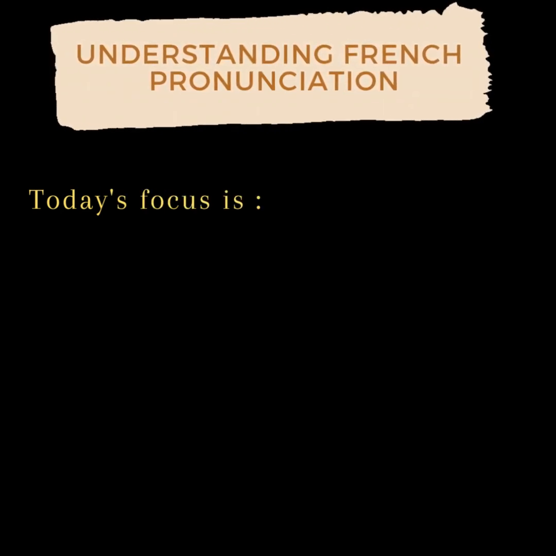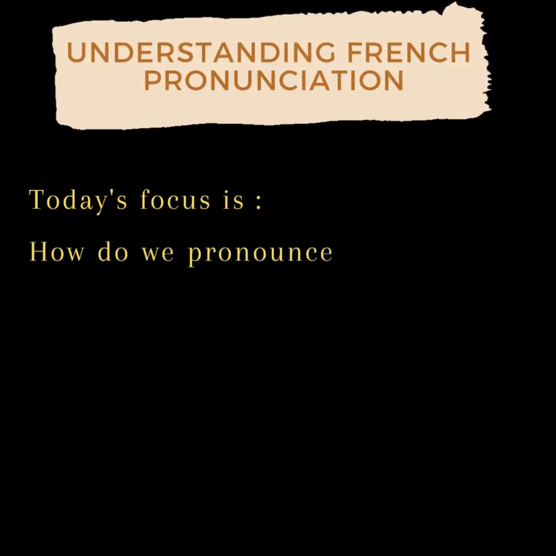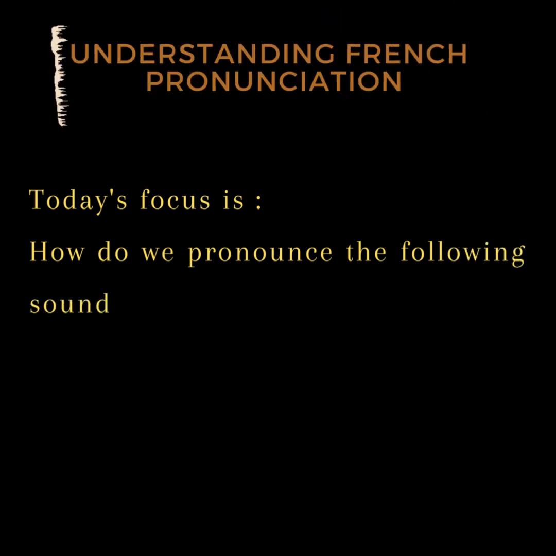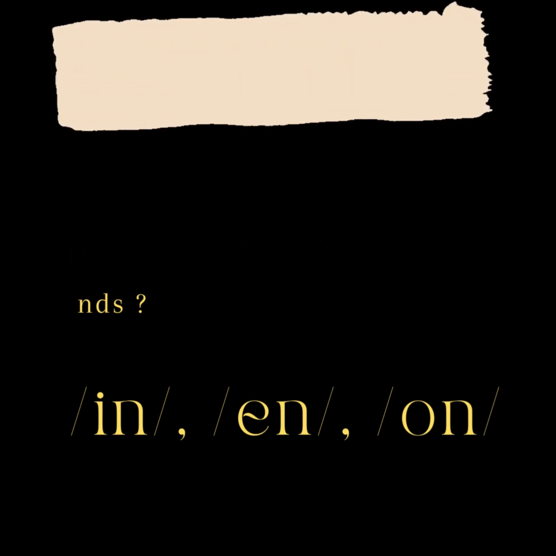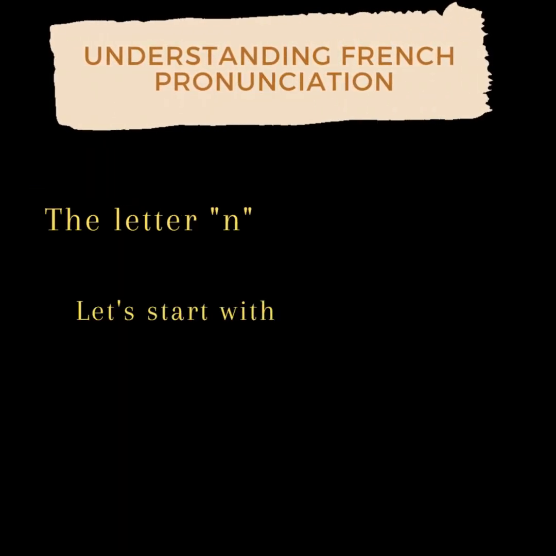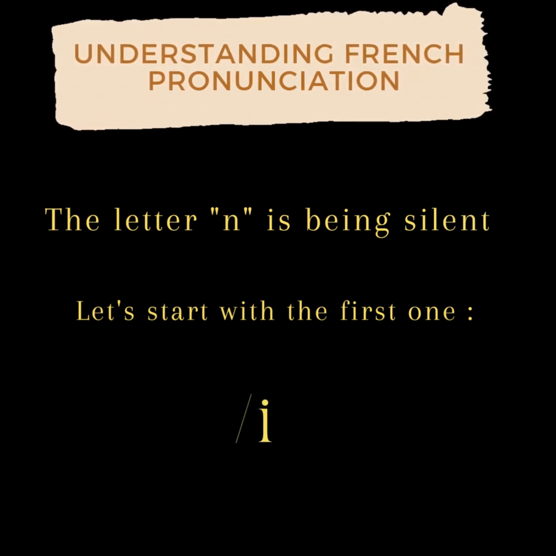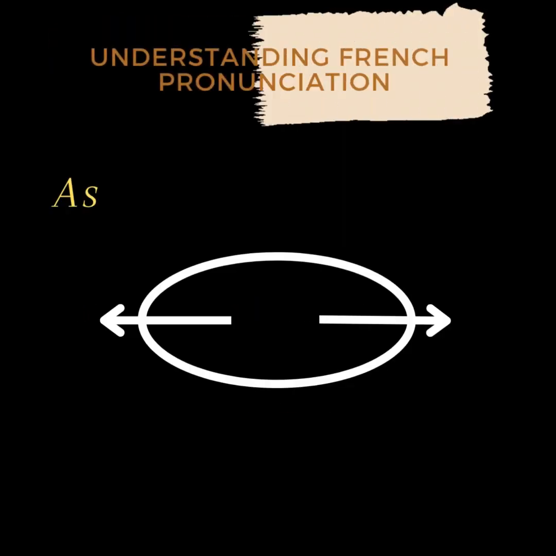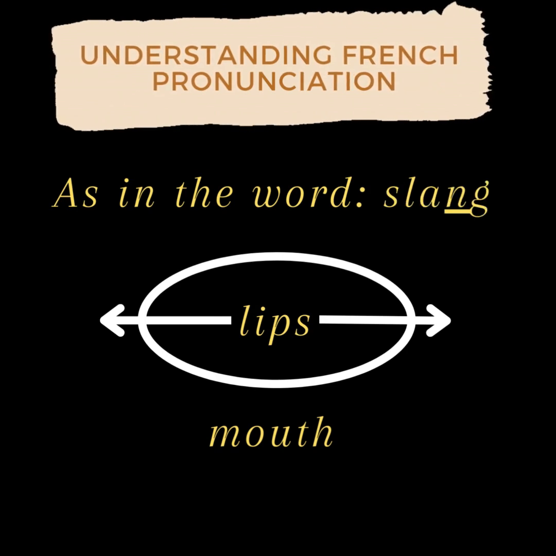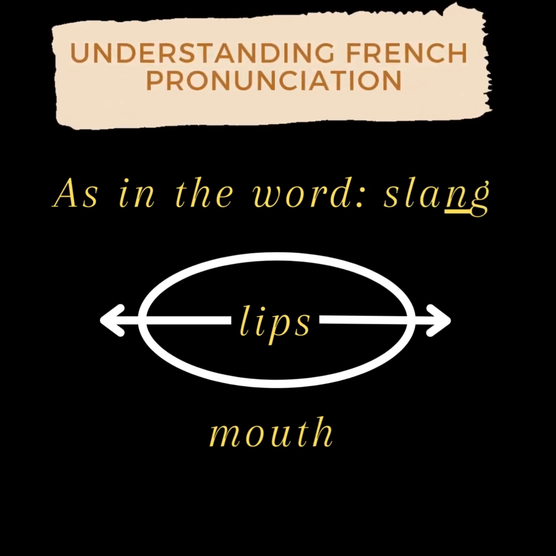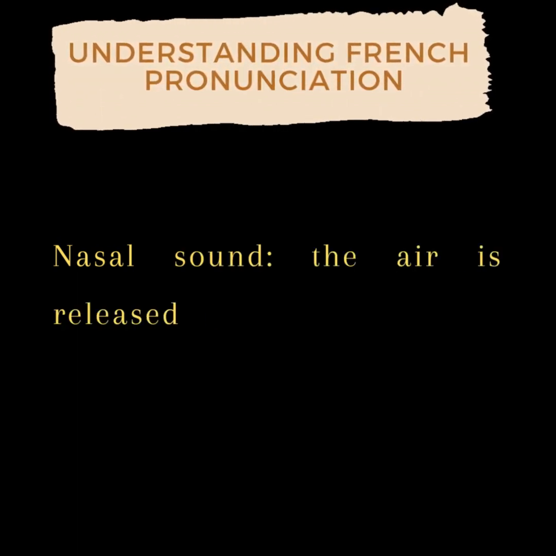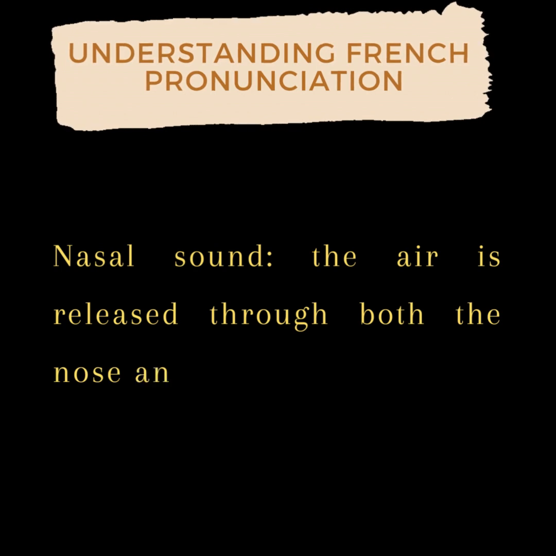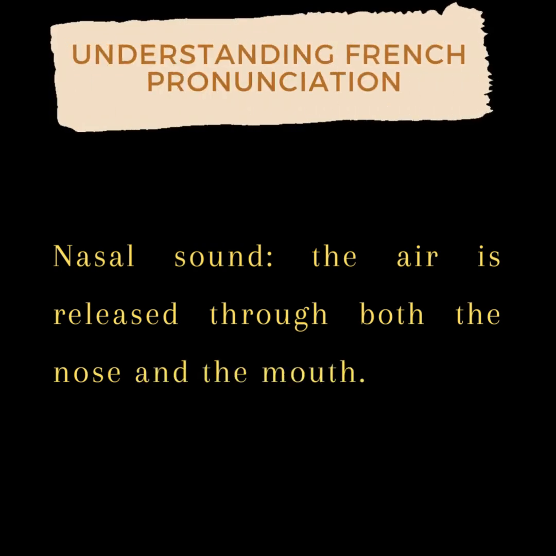In today's focus, we are going to answer the following question. How do we pronounce the following sounds: un, on, and on? Let's start with the first one, un. Approximately as in the word slang. All three sounds are nasal. The air is being released through both the nose and the mouth.